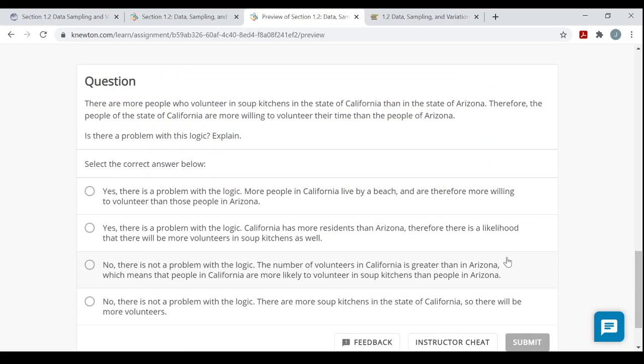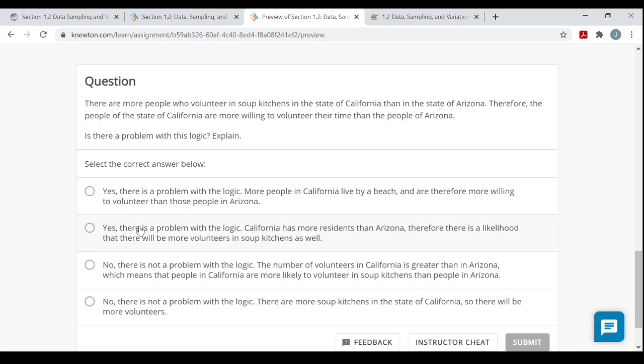All right. So now to a question. There are more people who volunteer in soup kitchens in the state of California than in the state of Arizona. Therefore, the people in the state of California are more willing to volunteer their time than the people of Arizona. Is there a problem with this logic? Well, yes, there are many more people in California. California has a greater population than Arizona, so it's only natural that there would be more people volunteering in soup kitchens in California. The percentages might be similar, but the numbers would be greater.